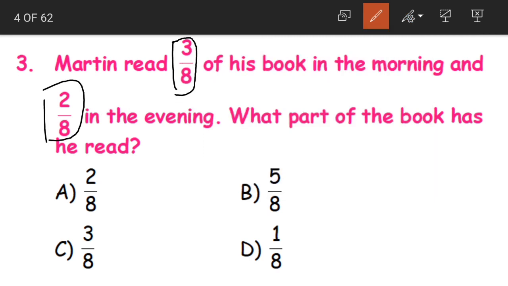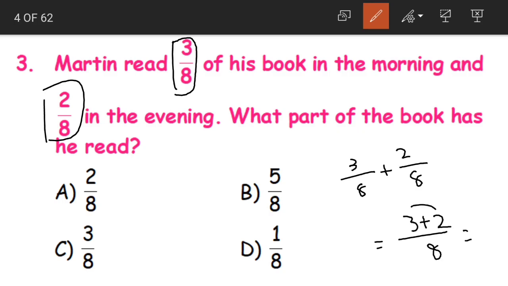So we'll add these fractions together. 3 by 8 plus 2 by 8. Now again these two are like fractions. So we'll simply add the numerators and keep the common denominator. 3 plus 2, 5 divided by 8. 5 by 8. Option B, 5 by 8. Martin has read 5 by 8 of the book.